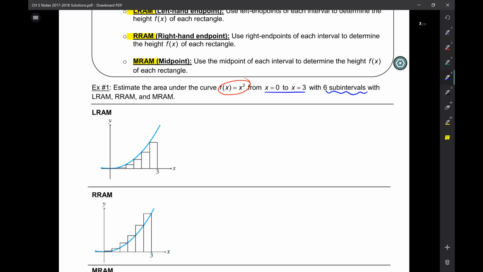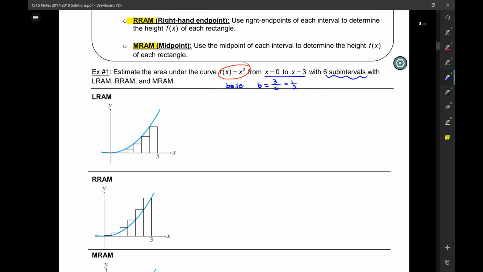Now, if you're going from 0 to 3, that's a distance of 3. You're dividing it into 6. So how big is the base? B is 3 over 6, 1/2. So that means from 0 to here, it's 1/2, and then 1, and then 1.5, 2, 2.5, which is 5 over 2, and 3. You see that?